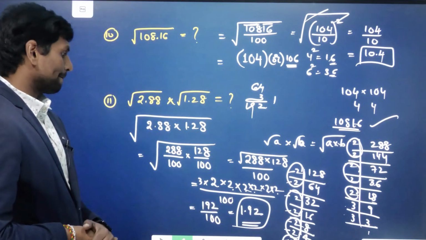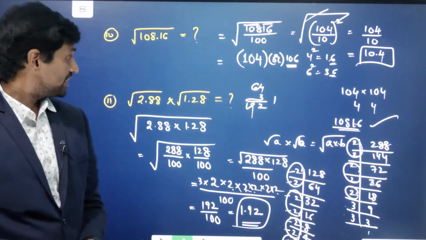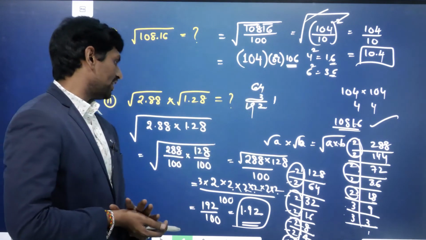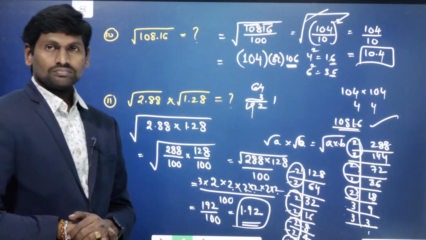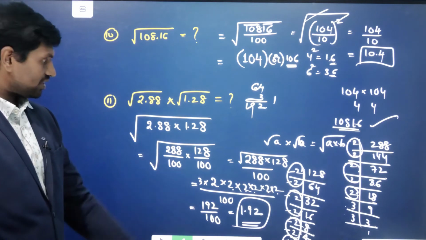Check. Because 2 power 5 is 32, 2 power 6 is 64, with 3, 192 by 100. We have already taken 100, the square root of 10,000 is 100. Okay, now let us go to the next one.